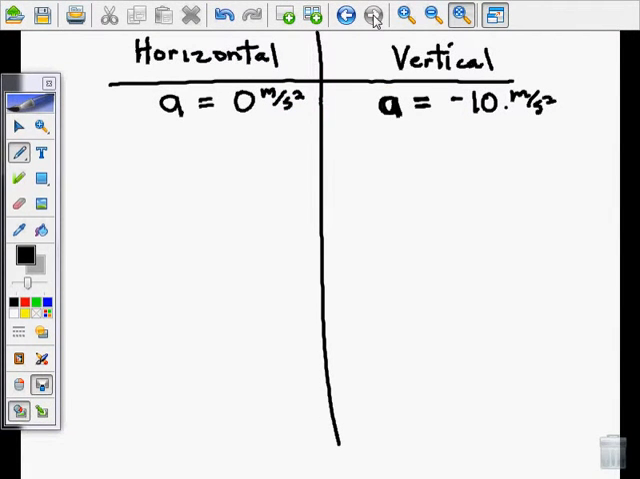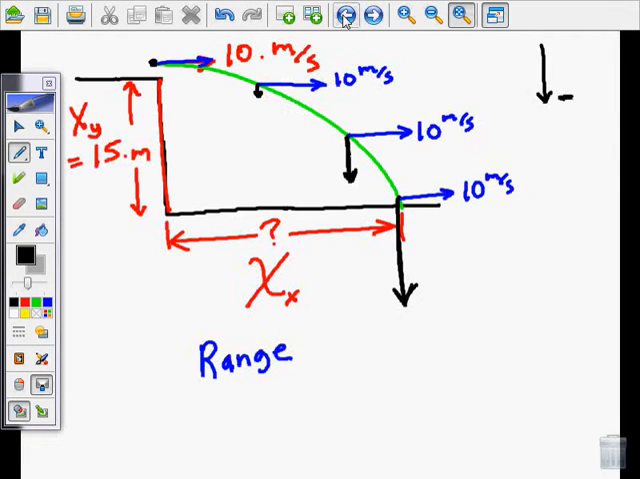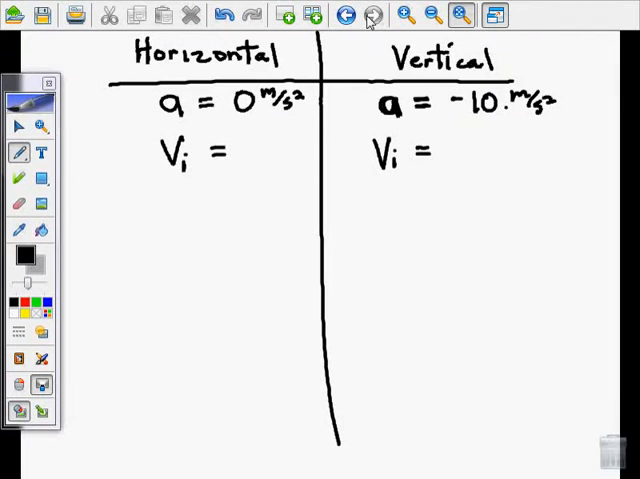The next thing you might want to list is the velocity in each direction. How fast is the projectile initially going horizontally, and how fast is the projectile initially going vertically? Now, if we look back at the original problem, they tell us the projectile was thrown horizontally at 10 meters per second. That's how fast it's going horizontally. So if we go over to our solution here, the horizontal initial velocity is 10 meters per second.